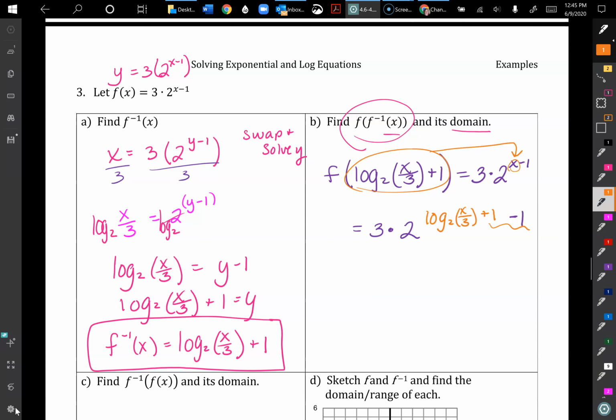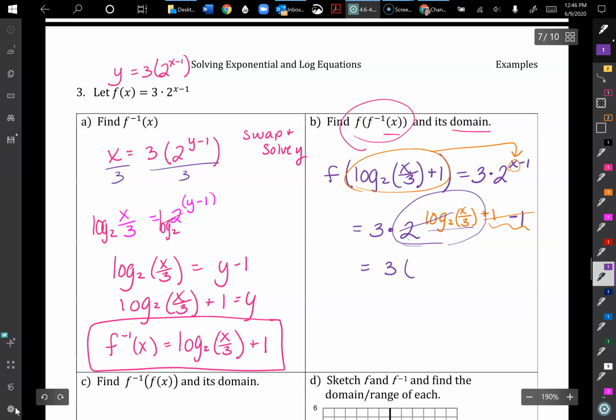I can do add 1 minus 1, so that gives me a 0 there. And now I have this log I'm left with, so I can look at this separately here. Let's just draw a little box around that. So I have a base of 2 raised to log base 2 of x over 3. So then that just leaves me with the exponent. So I have 3 times x over 3. And now reduce that, and I am left with x.